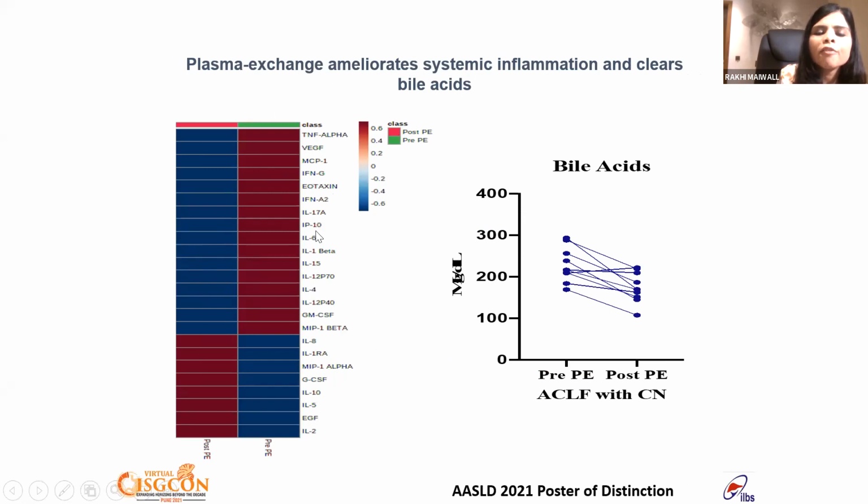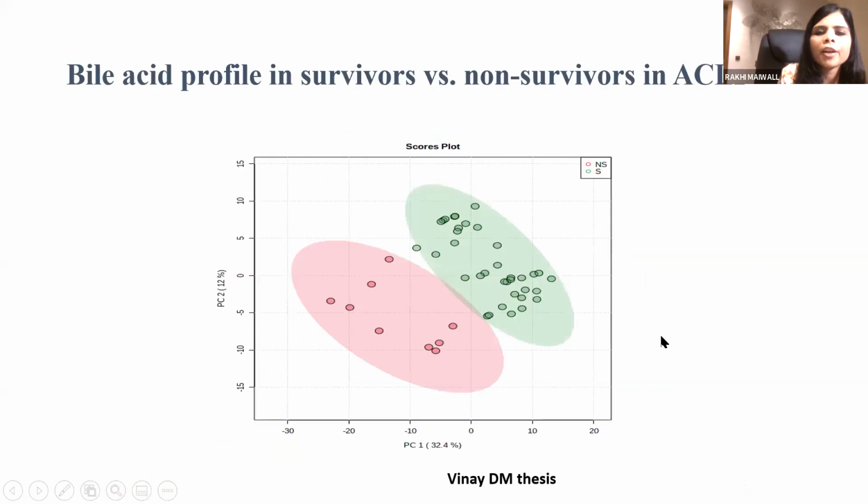And this is the data of patients undergoing plasma exchange. For cholemic nephropathy, I showed you the data that cholemic nephropathy is driven by systemic inflammation and bile acids, and this is how plasma exchange can improve cholemic organ dysfunction. Now, it is not just the quantity of bile acids, but also the type of bile acids.